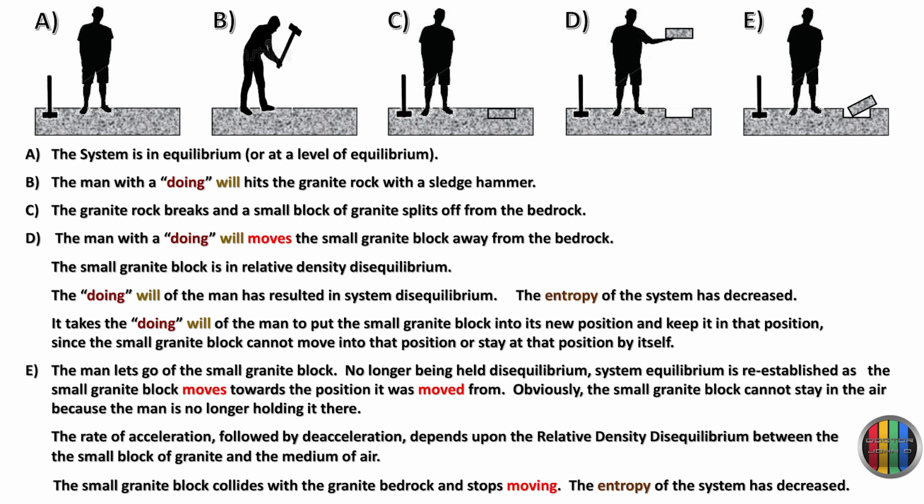E. The man lets go of the small granite block, no longer holding it in disequilibrium. System equilibrium is re-established as the small granite block moves towards the position it was moved from. Obviously, the small granite block cannot stay in the air because the man is no longer holding it there. The rate of acceleration, followed by deceleration, depends upon the relative density disequilibrium between the small block of granite and the medium of air. The small granite block collides with the granite bedrock and stops moving. The entropy of the system has decreased.